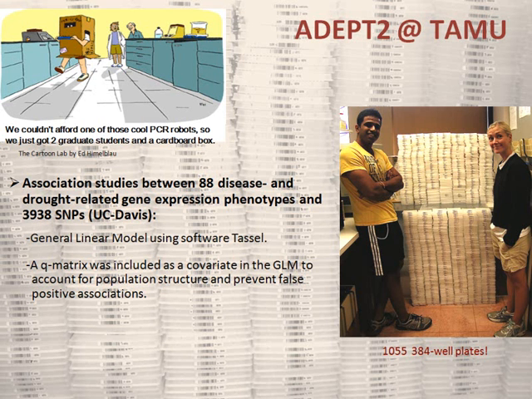So for the association study, we performed a general linear model for every SNP gene expression phenotype pair using the software Tassel. And then one of the experimental design concerns for association studies is the presence of population structure. So we accounted for this with a Q matrix, and this would hopefully prevent false positive associations.